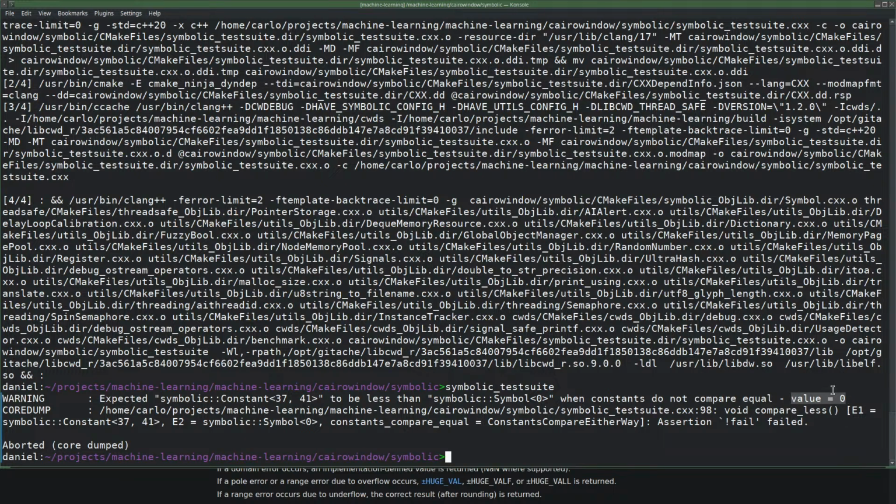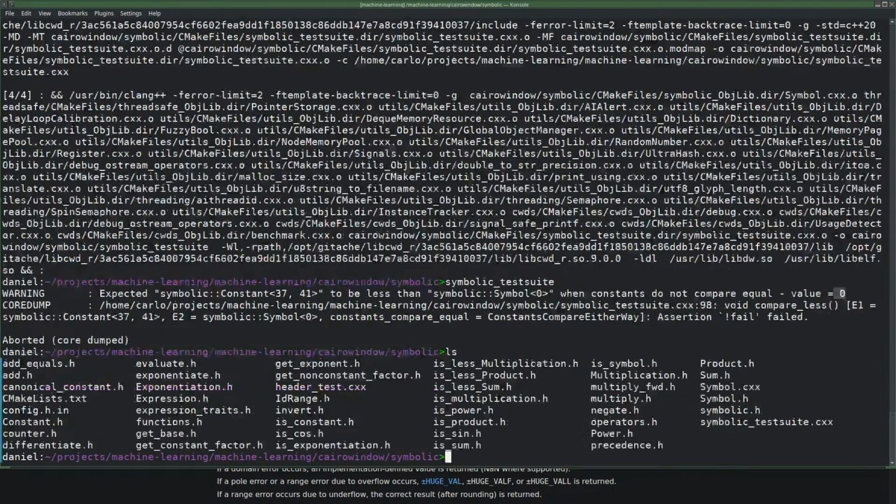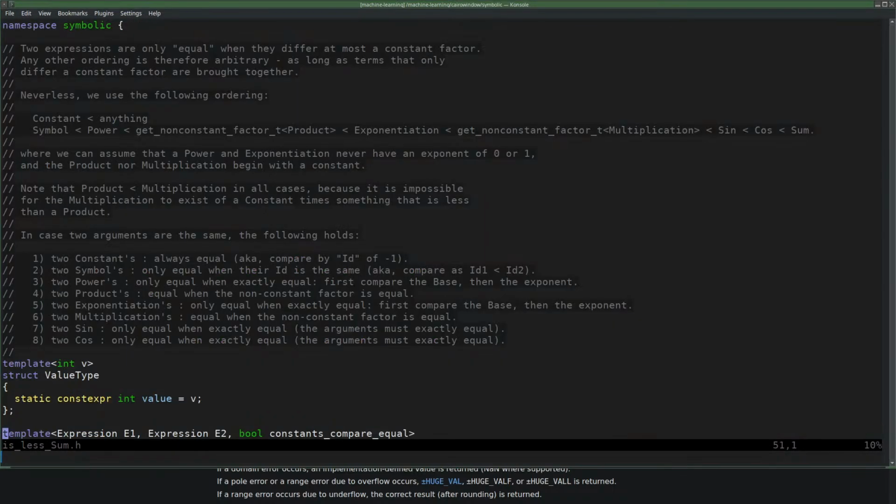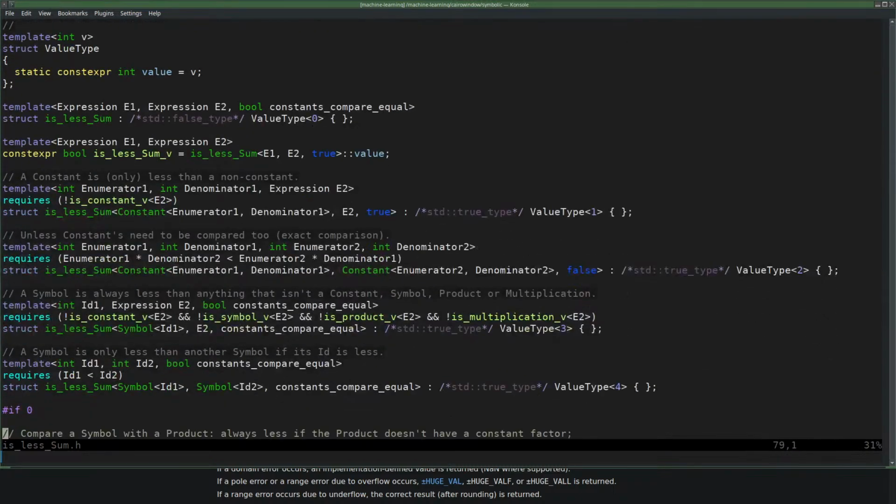The value 0 here gives me the indication of which less-than sum is being used. So it means that this one was being used, but that's kind of trivial because that's the false type. So it failed to return true while it should have been returning true. Then it's always using this. But it should have been using, by comment, this one. A constant is less than a non-constant. So why did it not use this one?